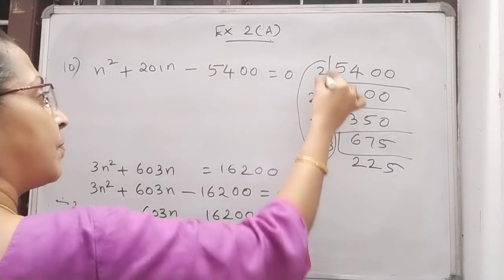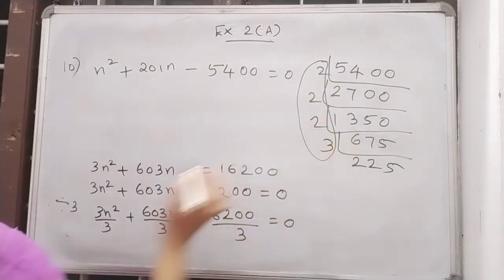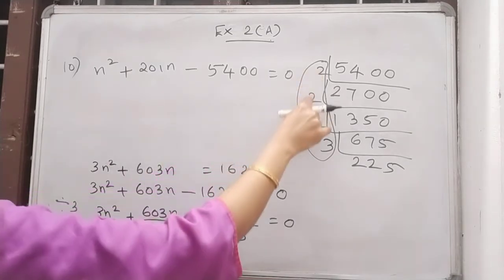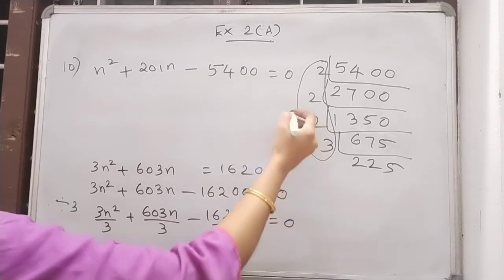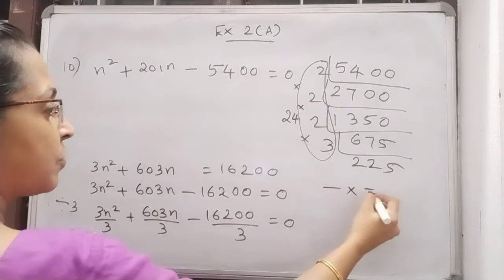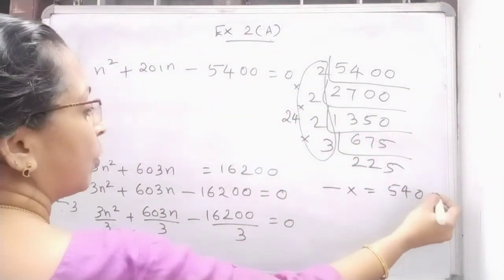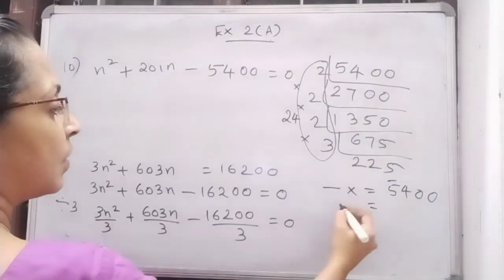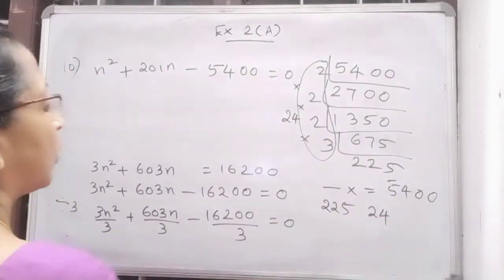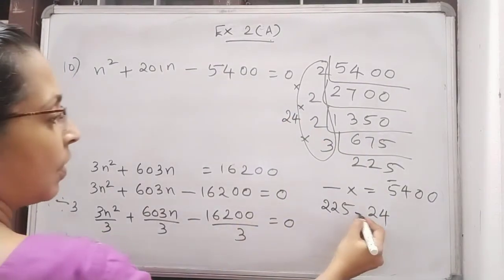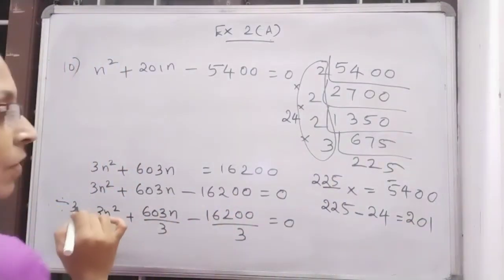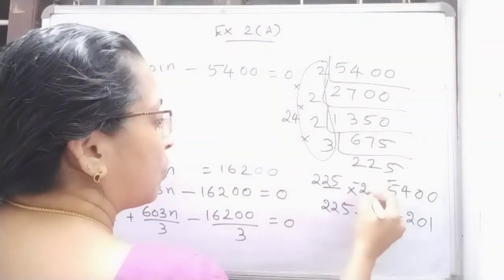So multiply these: 2 into 2 into 2 into 3. 2 into 2 is 4, 4 into 2 is 8, 8 times 3 is 24. If we multiply all these, we will get 24. So this into this will be 5400. We want it to be negative. So which two numbers? Think of that. 225 and this 24. Is it possible or not? If we subtract, we will get 201. So which are the two numbers? Positive 225 and negative 24.